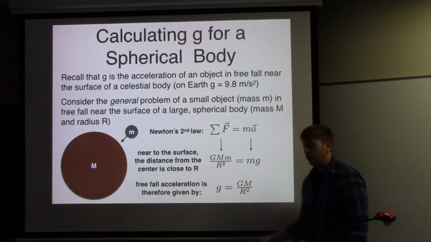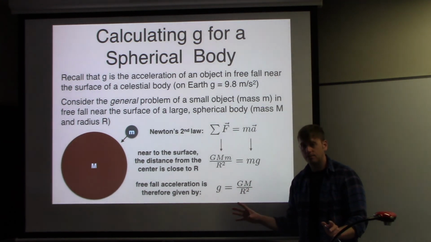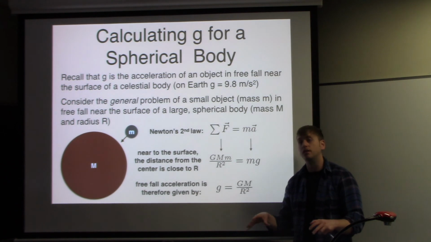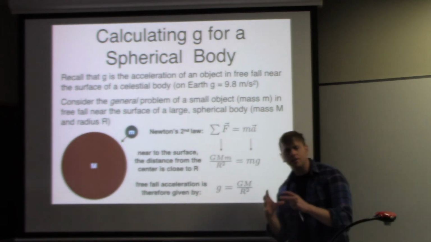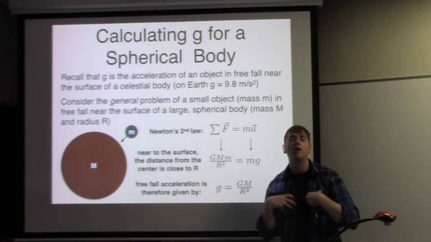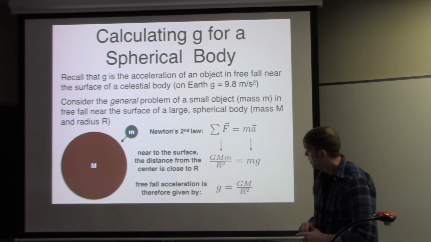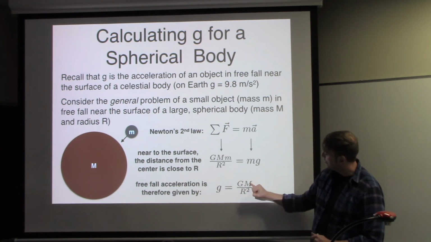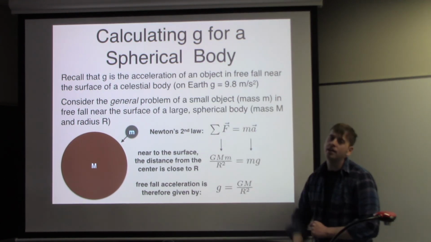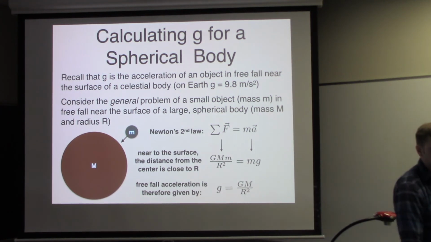So, if I have a spherical object, it can be a planet, a moon, a star, whatever the case may be, and I'm right on the surface of that object, just like right now I'm standing on the surface of the Earth, the free fall acceleration is going to depend on only the mass of that object and the radius of that object. That's all that matters, the mass and the radius.